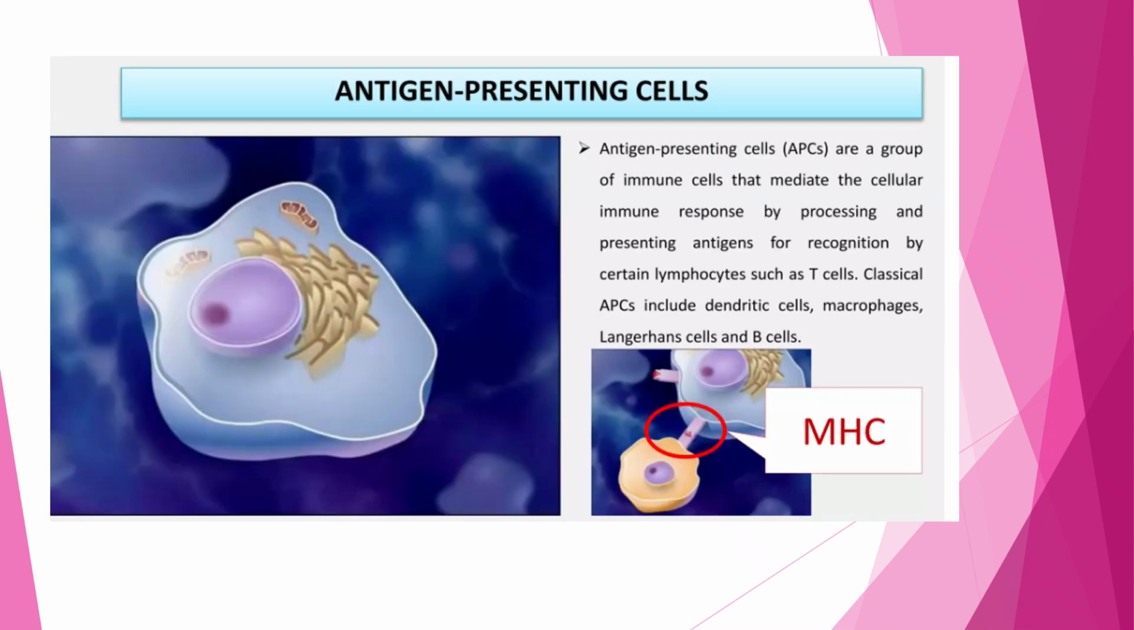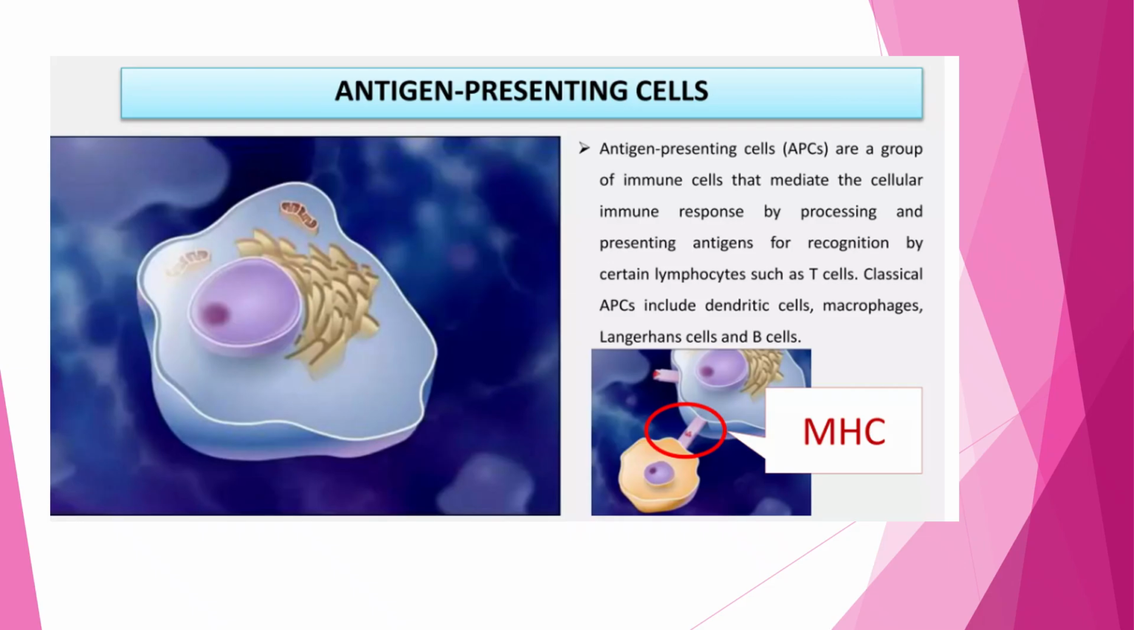We said that MHCs are a group of proteins usually present in some cells. These MHCs are usually present in antigen presenting cells. We cannot see MHC in every cell; these MHC proteins are present only in the antigen presenting cells. So now we are going to discuss what antigen presenting cells are.